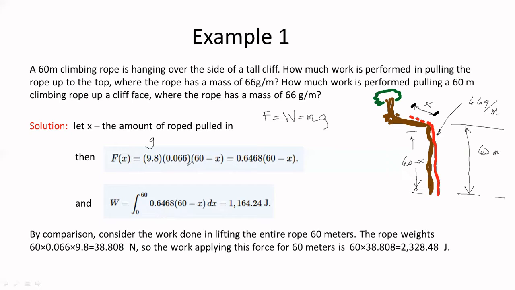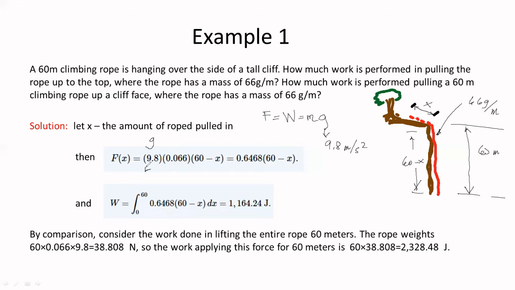This 0.066 is your 66 grams converted to kilograms, because we know that if we have this G as 9.8 meters per second squared, your mass should be in kilograms. That way your force will be in newtons. That was discussed in physics. So this G, which is 9.8 meters per second squared, will be multiplied to the mass, which is 0.066 kilograms. Now we're good with that.